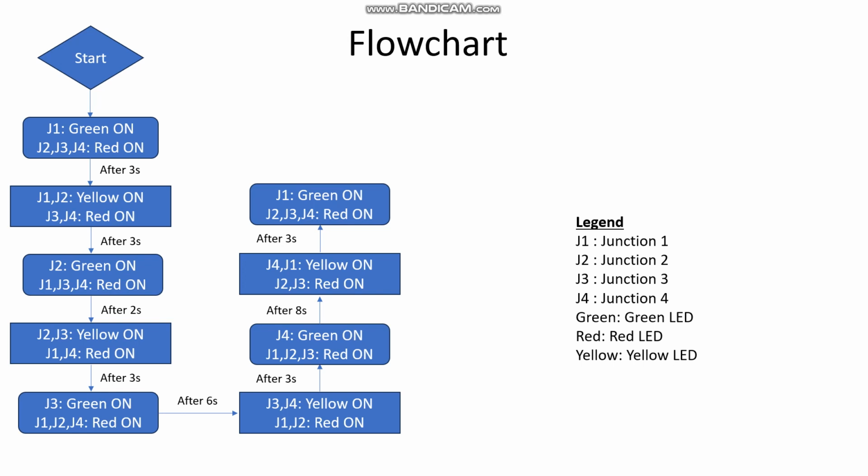And an even longer duration later, which is 8 seconds this time, the amber light for J4 and J1 lights up, and again 3 seconds later, junction 1's green LED lights up, while the other junctions' red LEDs light up. And this cycle will continue and repeat. The reason why junctions 3 and 4 have longer duration is because they are more of a major junction and more traffic flows there, which means more time is needed for them to pass through.